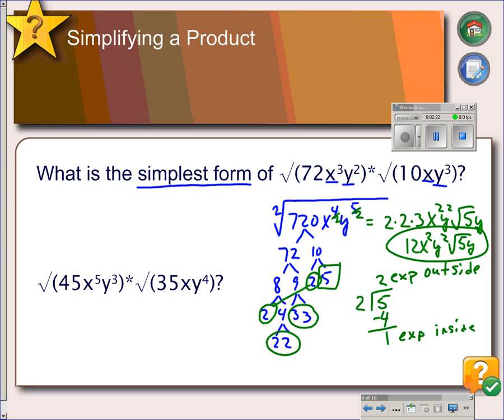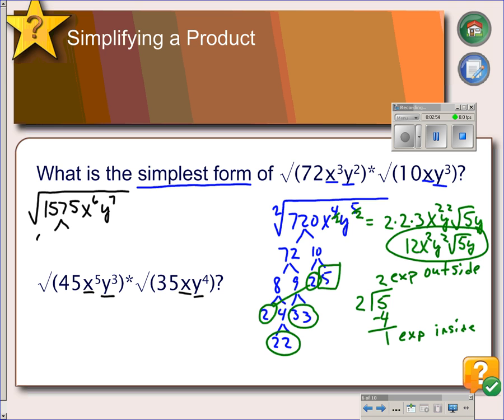Okay, next example. We will multiply 45 times 35. That gives us 1,575. So we're just multiplying our radicals together here. And then x to the fifth times x gives us x to the sixth. y cubed times y to the fourth gives us y to the seventh. Okay, so there it is multiplied, but we still have to put it in simplest form, so we have to factor.